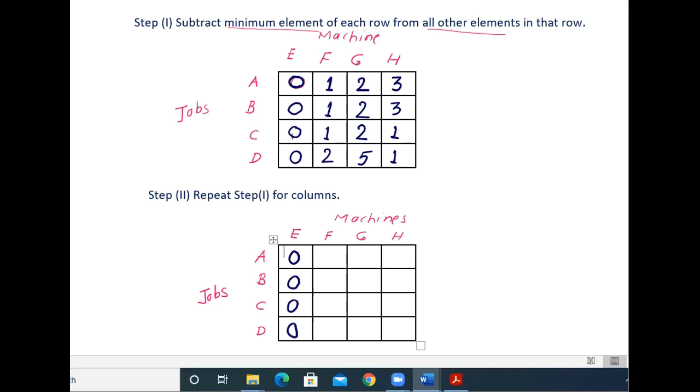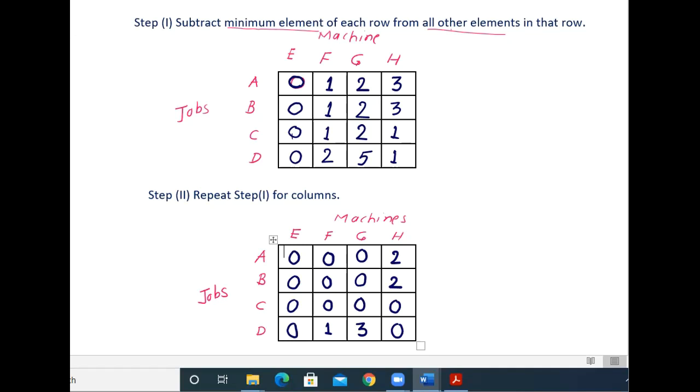Now look at the second column. The smallest entry in the second column is 1. So we subtract 1 from all the entries. So 1 minus 1, we get 0. 1 minus 1, we get 0. 1 minus 1, 0. 2 minus 1 is 1. Now, next column is column number 3. The smallest entry in the third column is 2. So subtract 2 from all the entries. So 2 minus 2, 2 minus 2, 2 minus 2 is 0, 5 minus 2 is 3. In the fourth column, the smallest entry is 1. So subtracting 1, 3 minus 1, we get 2, 3 minus 1, we get 2, 1 minus 1 is 0, 1 minus 1 is 0.